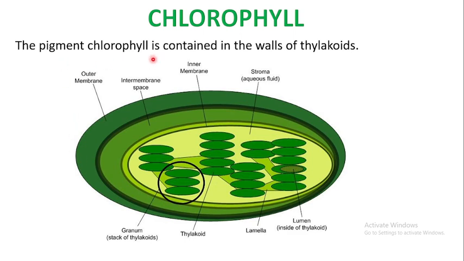Okay, so pigment chlorophyll is contained in the walls of thylakoid. Now, this is very, very important. Where is chlorophyll found? In the walls of thylakoid. So, whenever it is asked in the exams, especially for ICSE class 10, you have to write it is present in the walls of thylakoids in chloroplasts. Okay. So, you can see here I have made a circle to show you that this is a granum. Okay. One thylakoid. Okay. In the walls of the thylakoid, the chlorophyll is present in the walls.